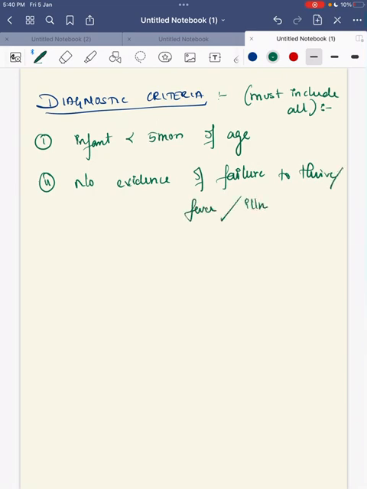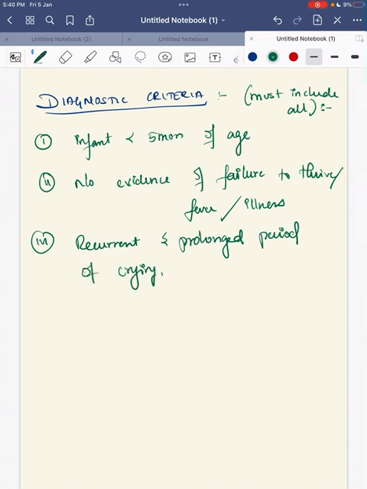Fever and illness should be absent. Third, there is a recurrent and prolonged period of crying, fussing and irritability.